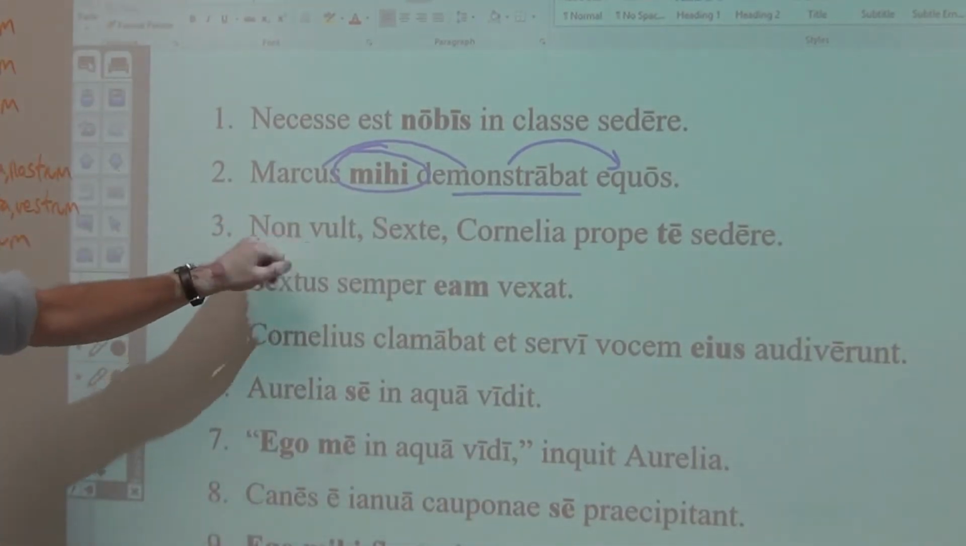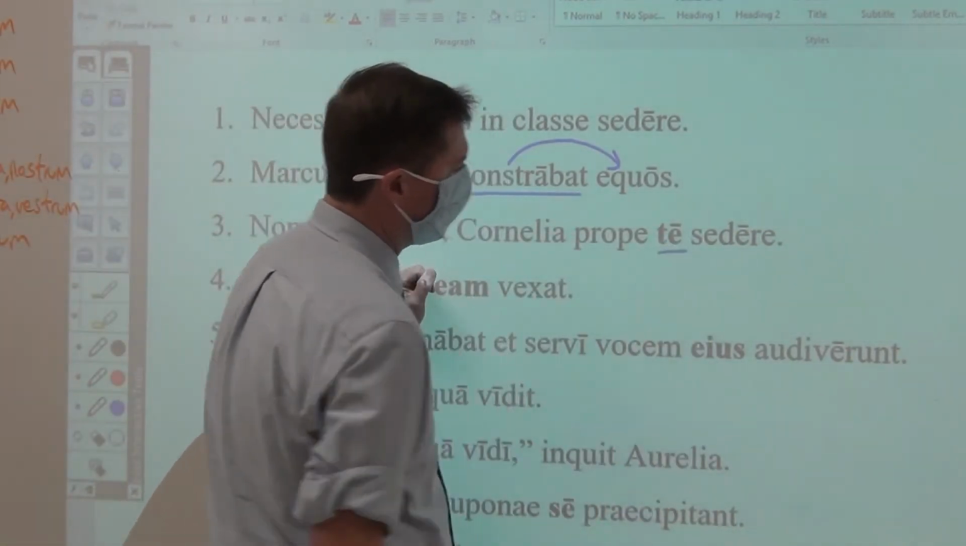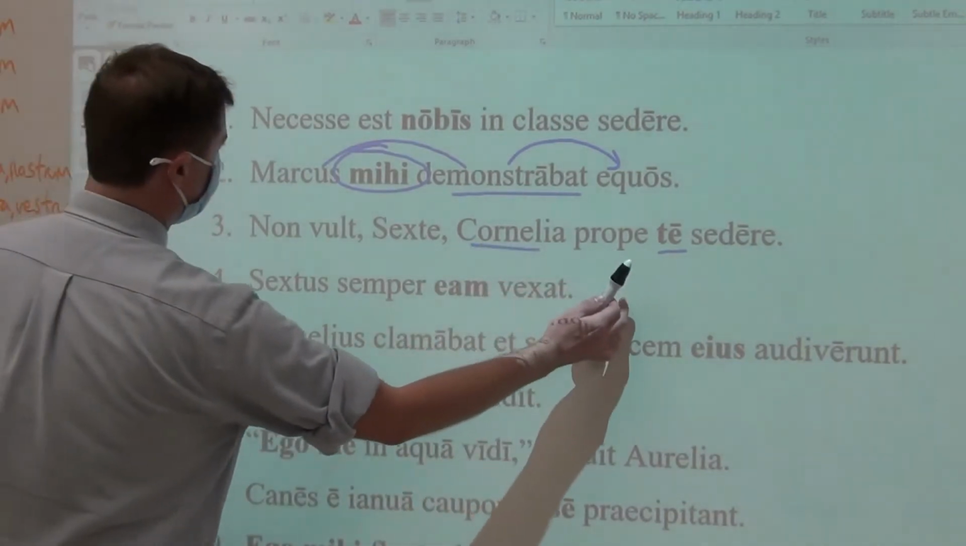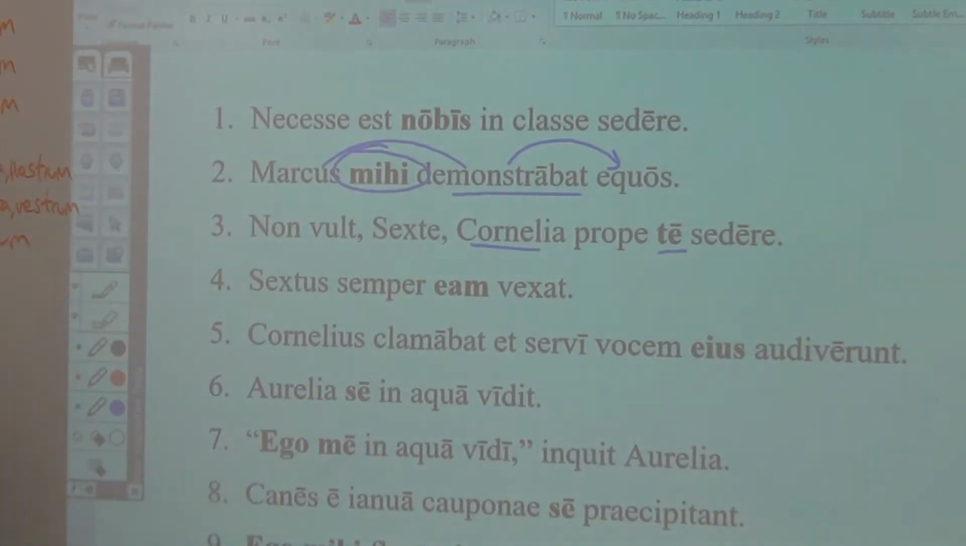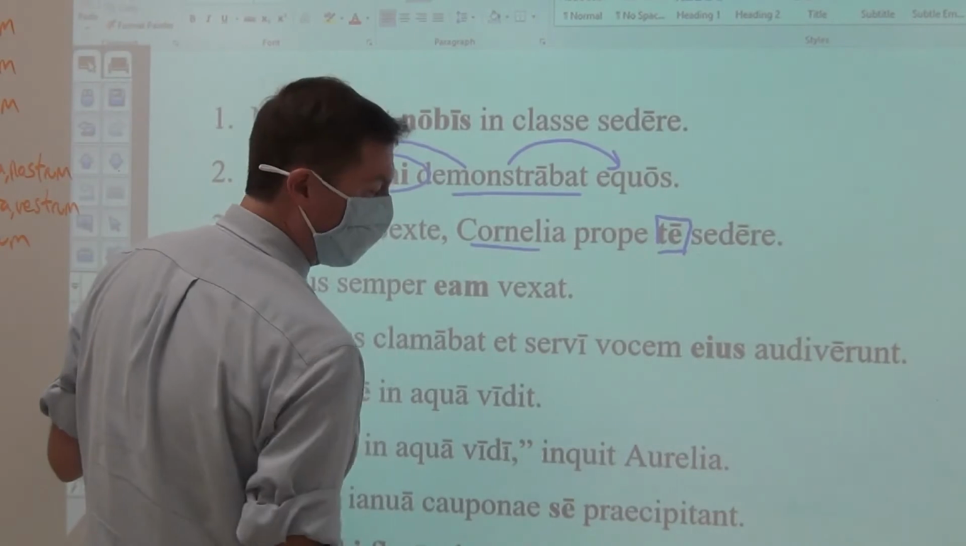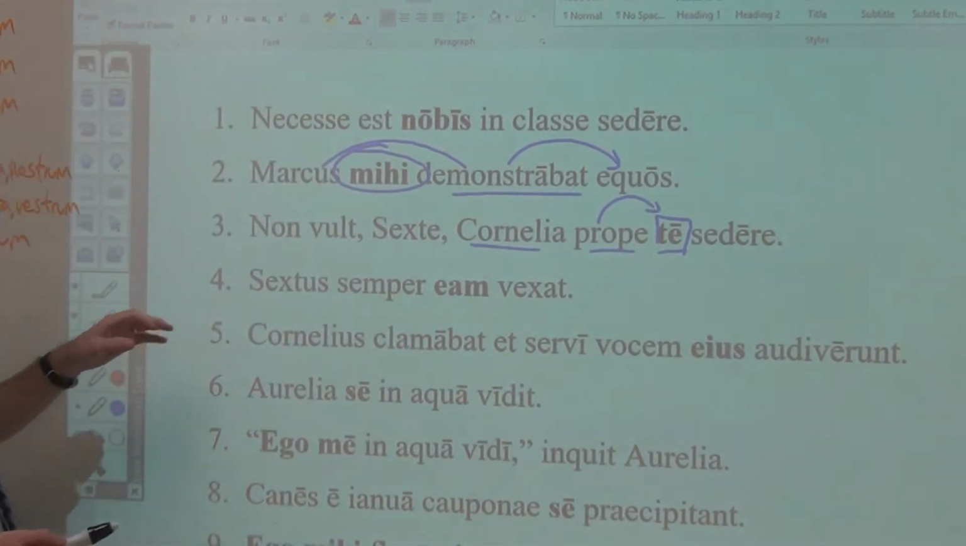Cornelia does not want to sit near you. Again, te is purple on the chart, but since it is not referring to the same person as the subject, Cornelia, then obviously it's you instead of yourself. And it is the accusative, te, object of the preposition prope, which requires it.